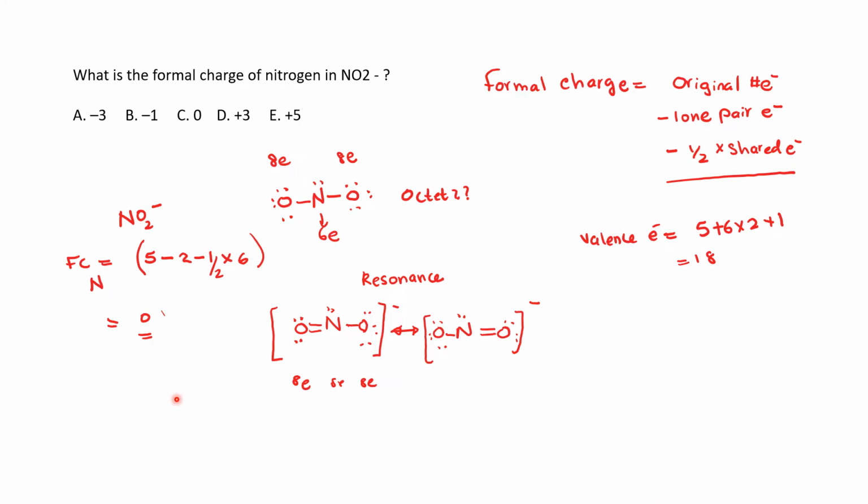Let's count the formal charge now. Originally nitrogen brings 5 electrons and it has one lone pair, that means 2 electrons, and we are going to subtract half of these 6 bonded electrons. That means your formal charge is 0. What is the formal charge of nitrogen of NO2 minus? Your answer is going to be C.